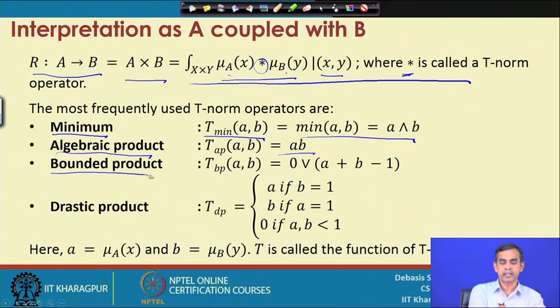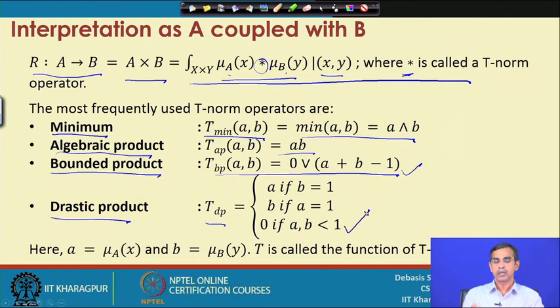Like the algebraic product, there is the bounded product. The bounded product is defined using this expression; it basically takes the value of the maximum of 0 or this one. Then the drastic product, denoted as TDP. If we follow this one, it takes the value B if A equals 1, the value A if B equals 1, and it takes the value 0 if A and B are both less than 1.